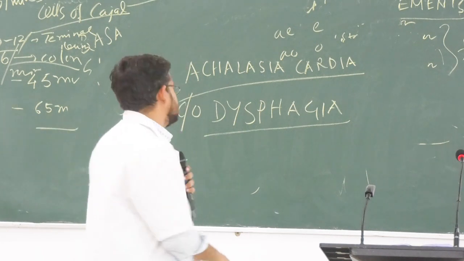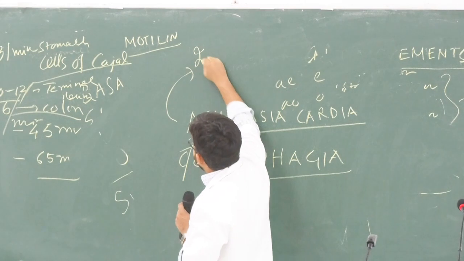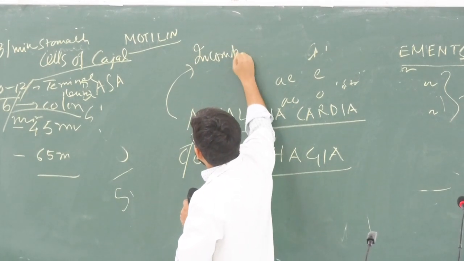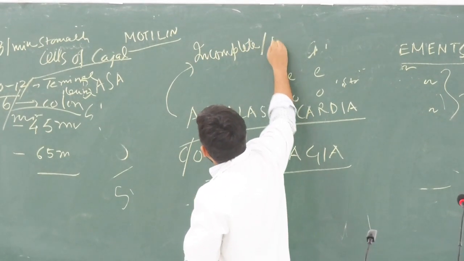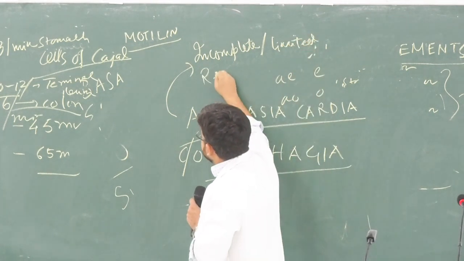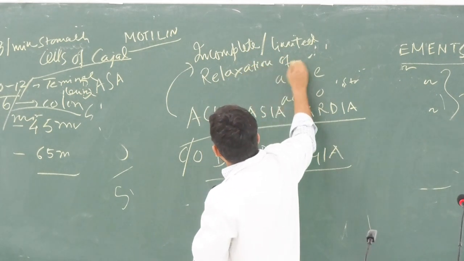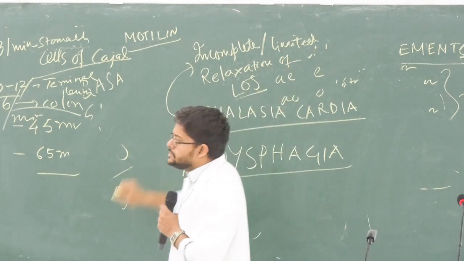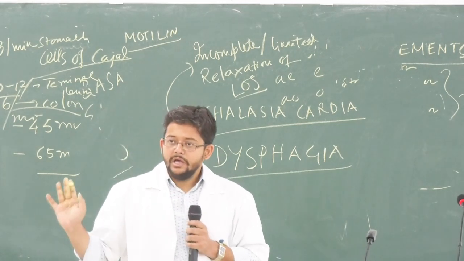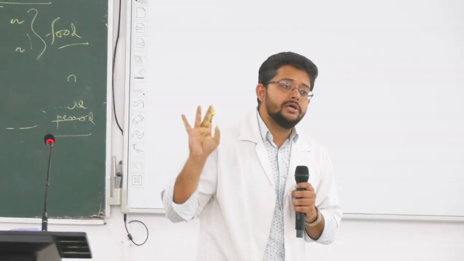Now where is the disease? The disease happens due to incomplete or limited relaxation of LOS, বা তোমরা যেটা শুনতে চাইছো LES, whatever. So LOS এর, lower esophageal sphincter এর relaxation properly হচ্ছে না, that will lead to this dysphagia.